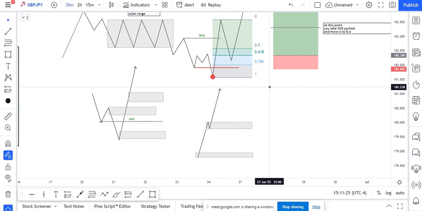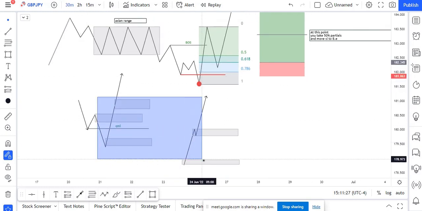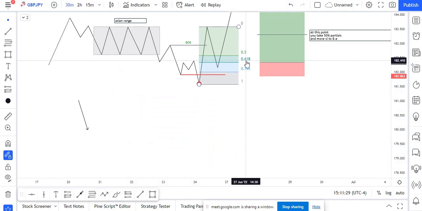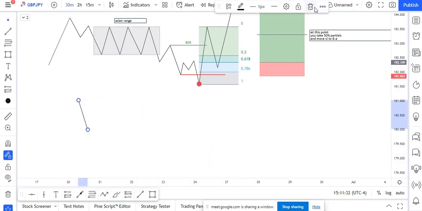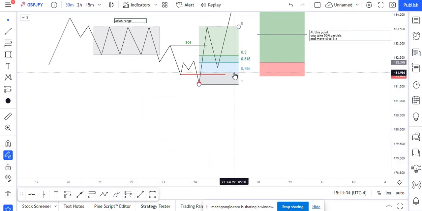We have another example right here. I mentioned previously that this level was getting stop hunted by price by a few pips.